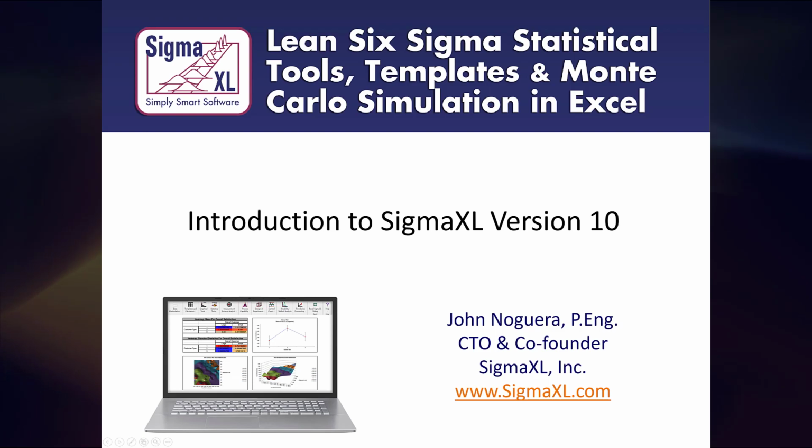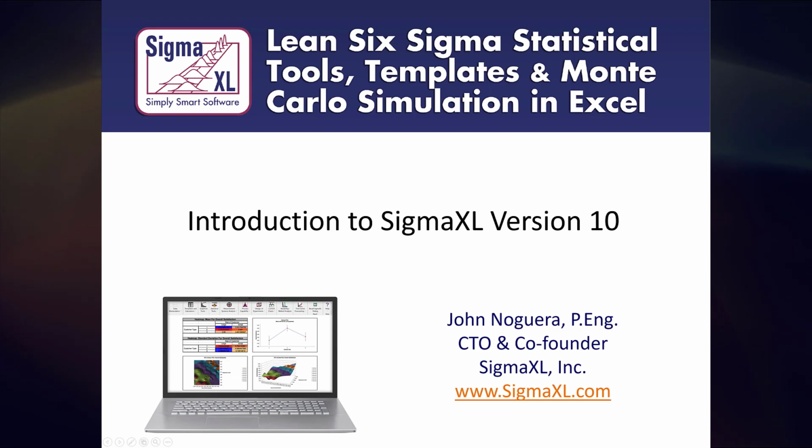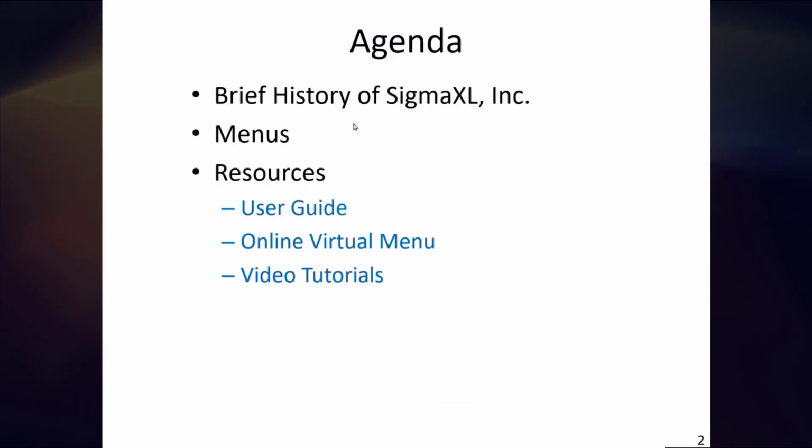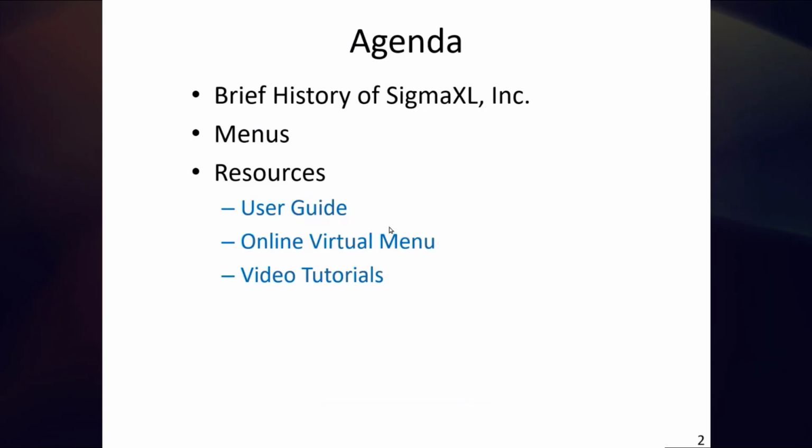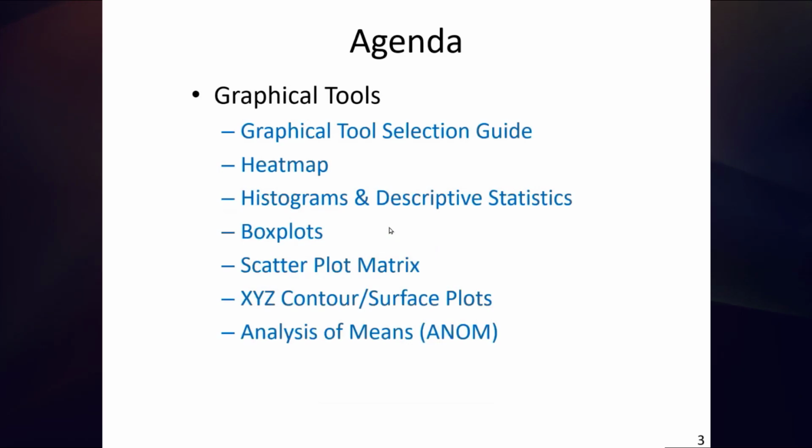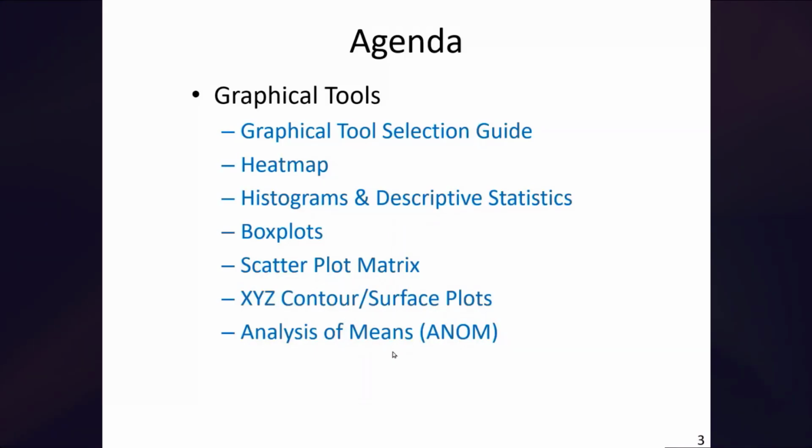Today we're going to introduce SigmaXL version 10. We're going to give a brief background history of our company, SigmaXL. We'll have a quick overview of the menus and the resources that are available. We'll look at graphical tools, including the selection guide, heat map, histograms and descriptive statistics, Boxplots, Scatterplot Matrix, XYZ contour surface plots, and the analysis of means.